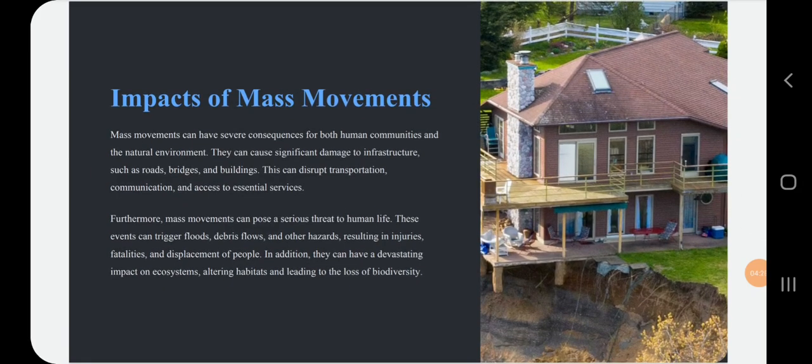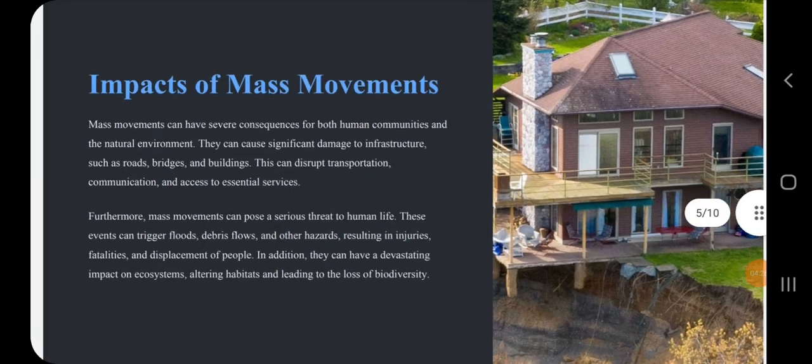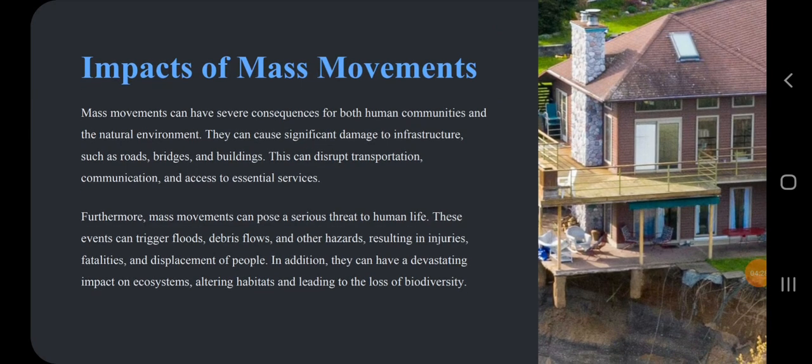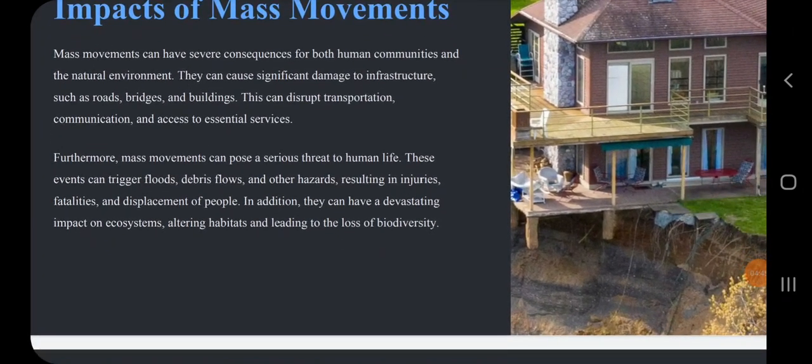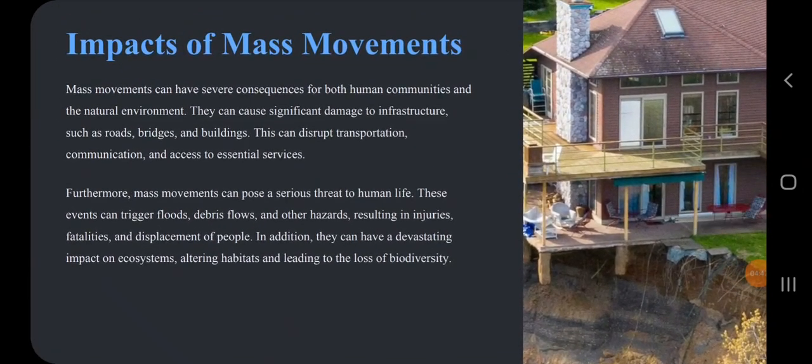Impacts of mass movement. Mass movement can have severe consequences for both human communities and the natural environment. They can cause significant damage to infrastructure such as roads, bridges, and buildings. This can disrupt transportation, communication, and access to essential services. Furthermore, mass movements can pose a serious threat to human life.